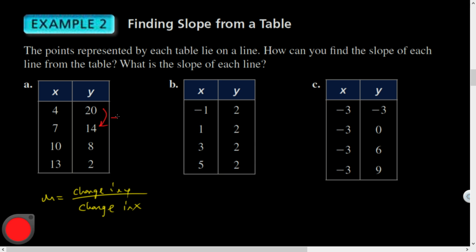You guys are so shy. Let's see, 20, what do I subtract from 20 to get 14? There we go, 6. So the change in y was 6.